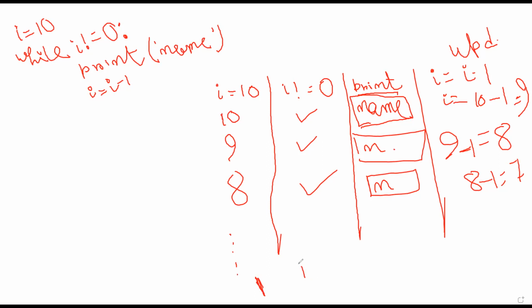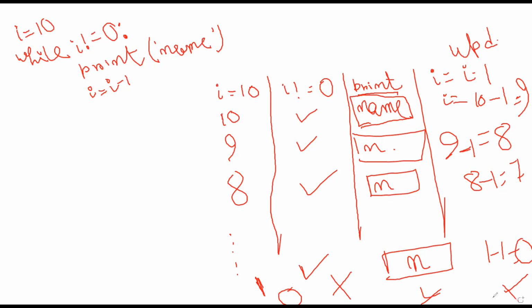Is 1 not equal to 0? Yes. Print name. Now what is the updated value of I? 1 minus 1, 0. Now the new value of I is 0. Is 0 not equal to 0? No, it does not satisfy. 0 is equal to 0. Loop stops.